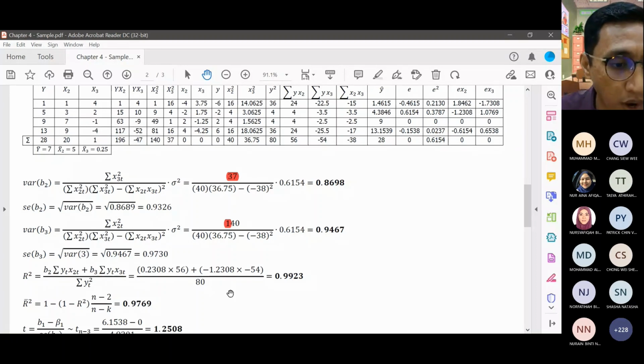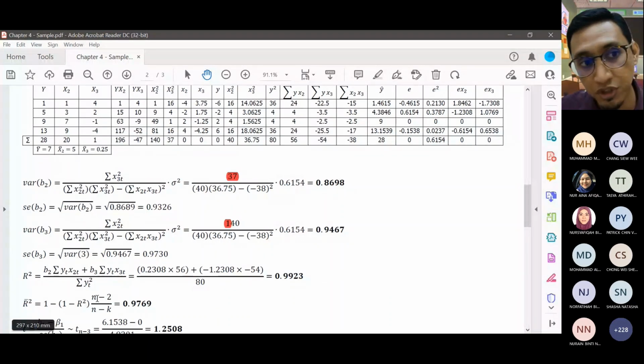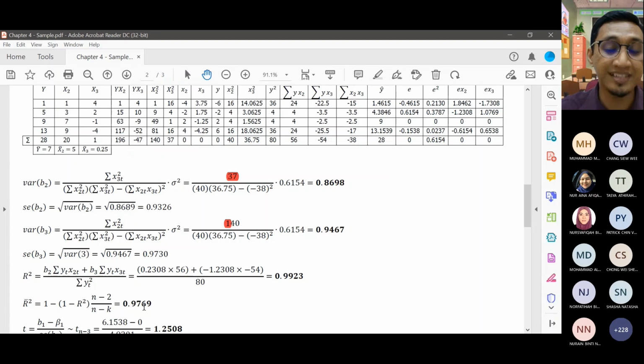So here we have 1 minus (1 minus R squared) times (n minus 1) over (n minus k). n is the number of observations, here 4 minus 1, which is 3, over n minus k. k is the number of parameters, thus we have 4 minus 3, equal to 1. So it is equal to 0.9769.